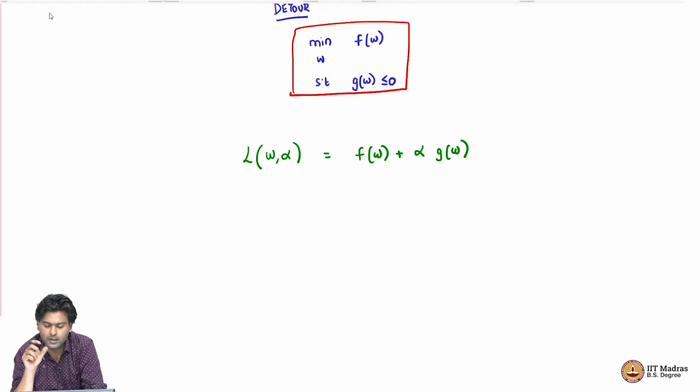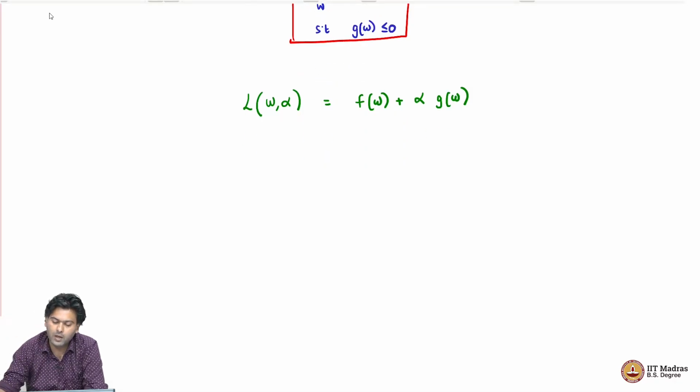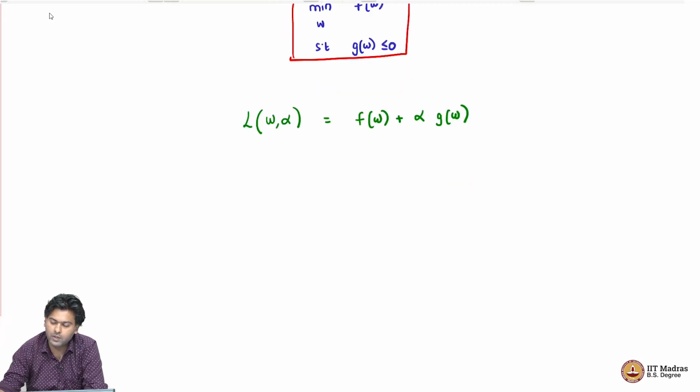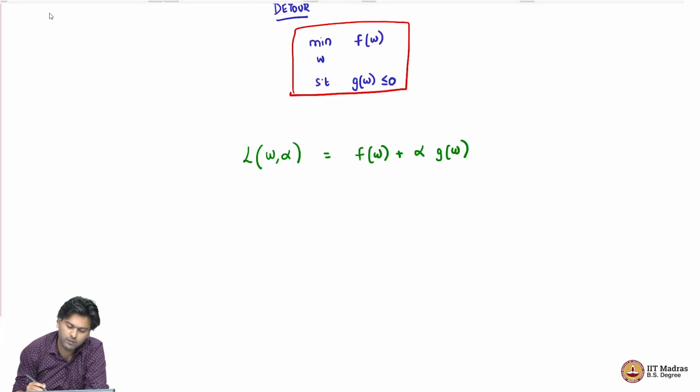So what you're doing is that the objective function f of w is still intact. Now the constraint function becomes part of the objective itself, right? So it is f of w plus some alpha times g of w. Now why do we care about this function? How is this function even related to the original function? Well, let's try to understand that.